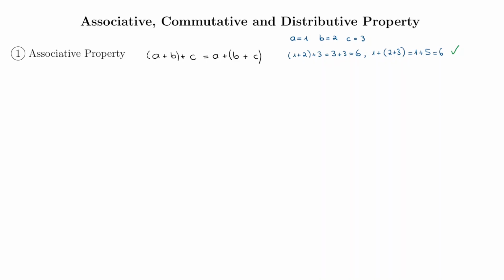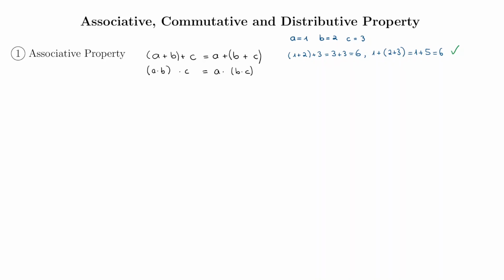The associative property is not only true for addition. It's also true for multiplication. So what does that mean? A times B in brackets times C is the same as A times B times C in brackets. So same as earlier, we can rearrange the brackets and the end result does not change.